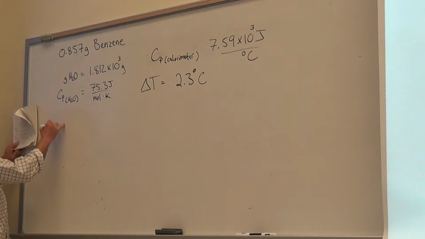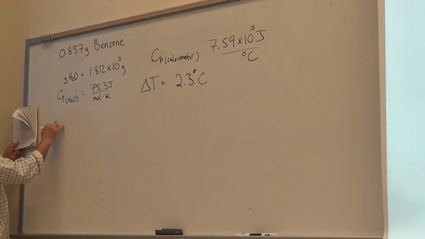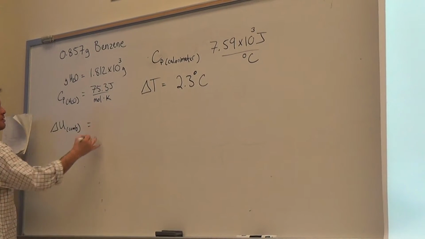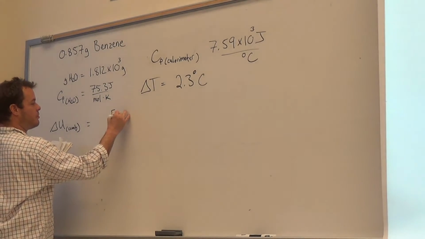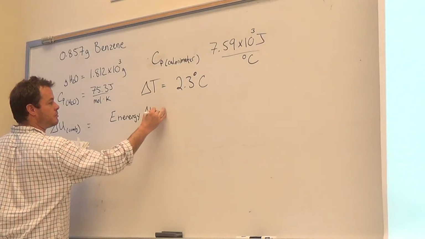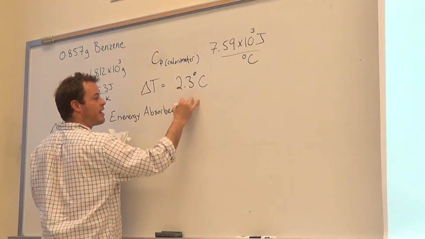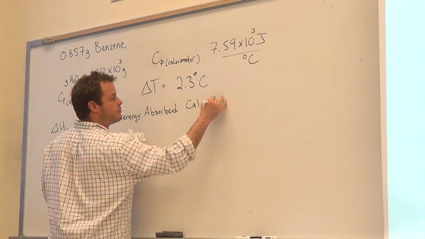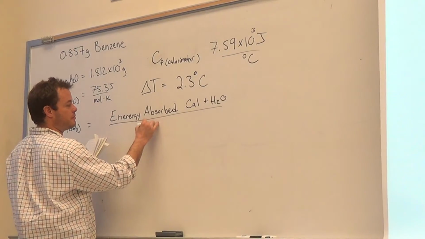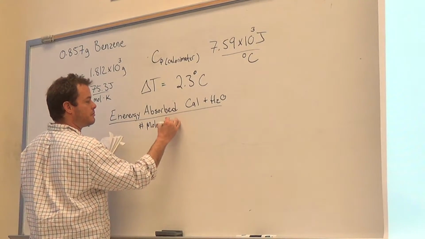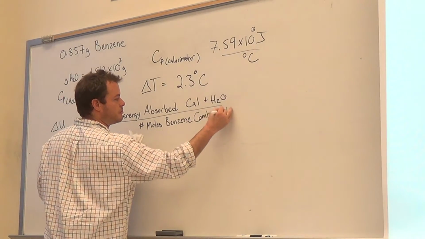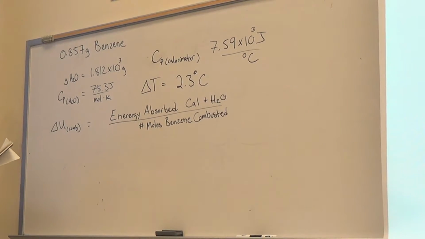So we're going to say that our delta U of combustion is equal to the energy absorbed by the calorimeter and water divided by the number of moles of benzene combusted.